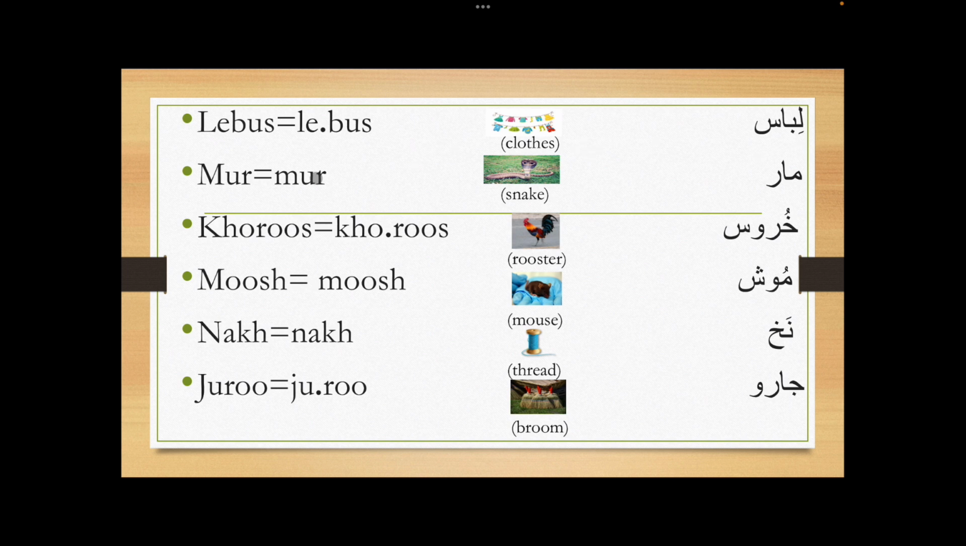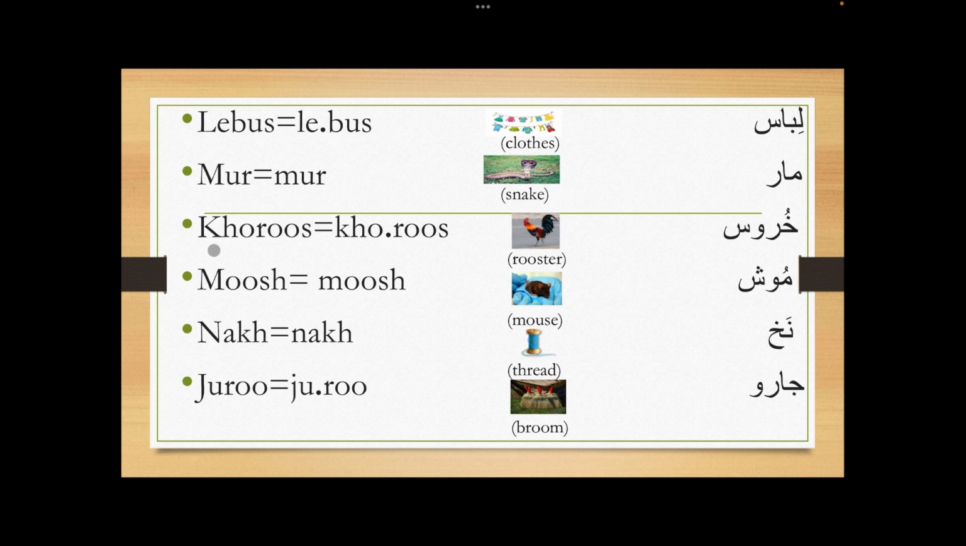And then how about this one here? If you're used to English, you might think of this as mer, but that's not right. Remember, the U makes an up sound, like the word up. So this one is gonna be mar, which means snake.